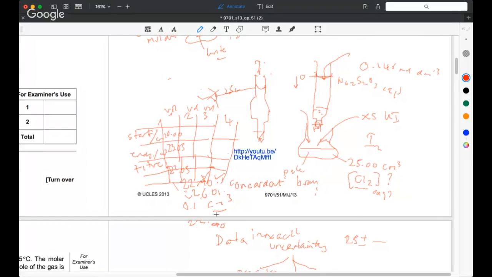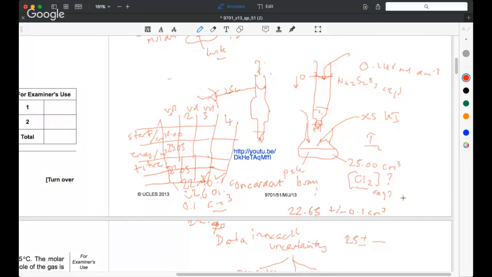So in our case, my writing's so bad that I can't see, that was 26.0 and 22.7 and 22.6. All right. So the average of those is going to be 22.65, isn't it? Yeah. And if we had to express the uncertainty, it's plus or minus 0.1 centimeters cubed. Okay, they don't ask us to express the uncertainty there. So we've now got our titers, and we know that 22.65 centimeters cubed of the standard solution is enough to react with all the chlorine that's in there.